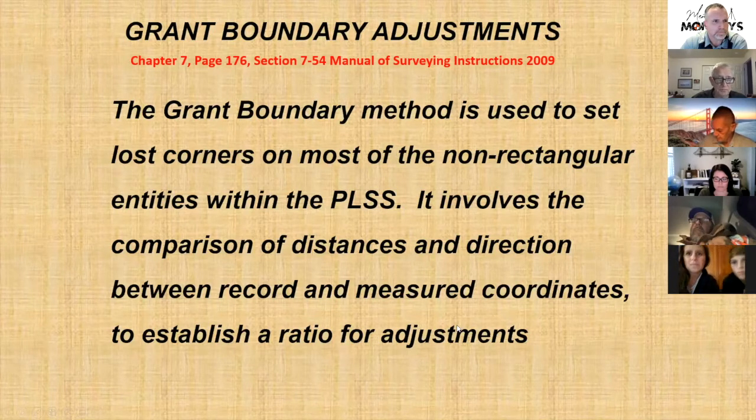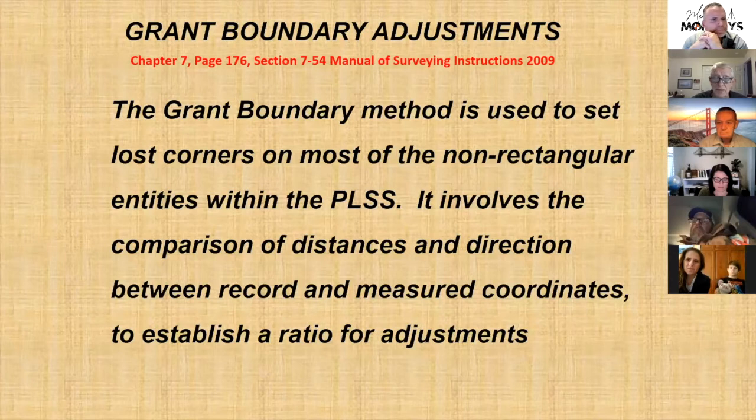So with grant boundaries, we're going to adjust what the record has told us, what we found from historical documents, to what we found in the field, and we're going to try to get the two of them to come together. So it's a very important thing to do. Keep in mind that we can use this for other places other than the public land survey system, but for right now, we're going to talk about that. Then as we go along, we'll come up with some examples on how we can do it in other positions as well.